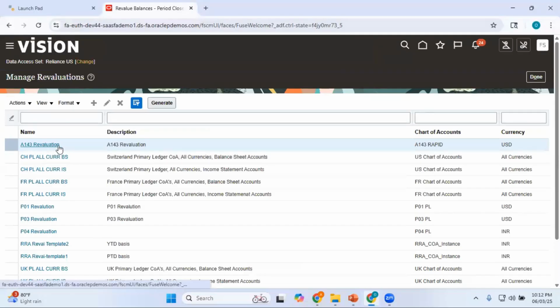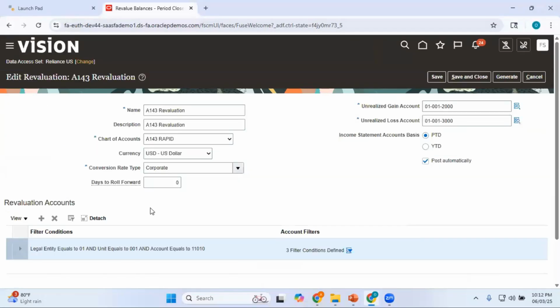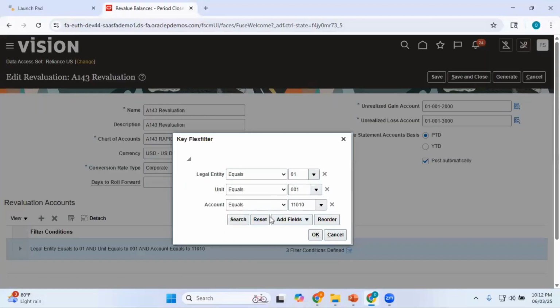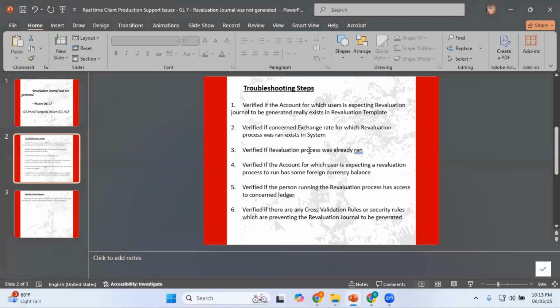So in this example, let me pick up this revaluation template and then check the account. You can go to the filters and you can check the account. In this example, you can see this is the entity and this is another chart of account segment and this is the account. So the revaluation will be happening for this particular account 11010. Similarly, in our case, we picked up the concerned revaluation template and found out that the account which the user was expecting the revaluation to happen does exist in the template. So we are good with the first troubleshooting step.